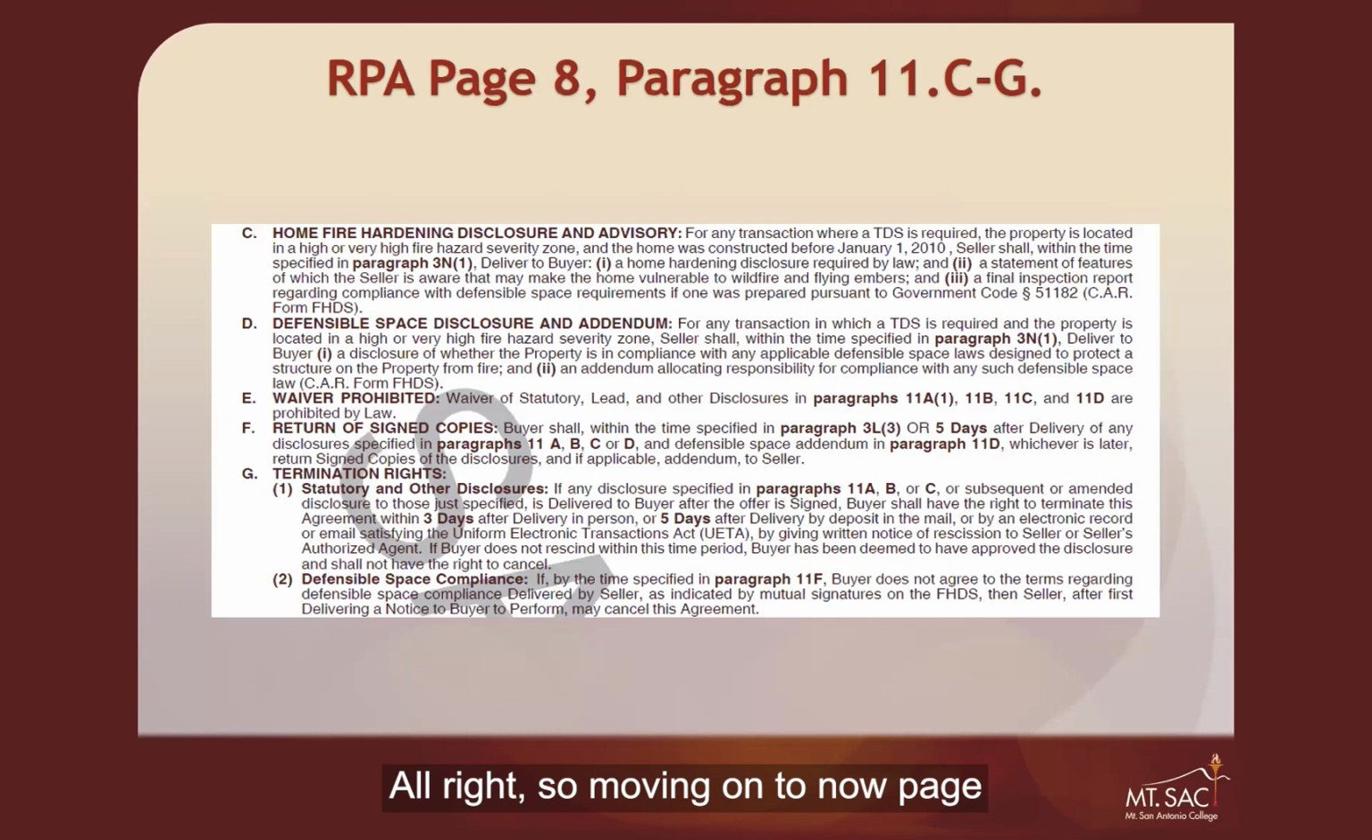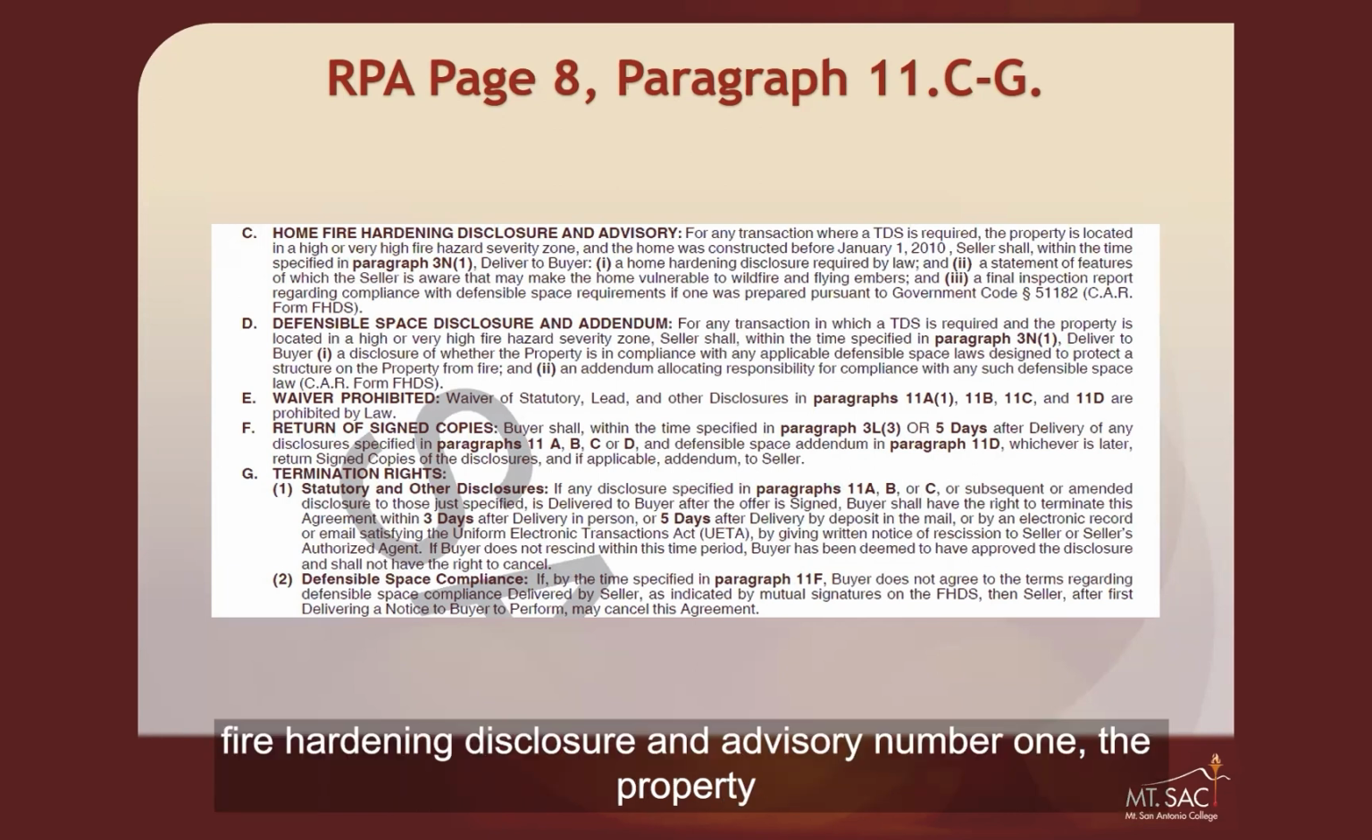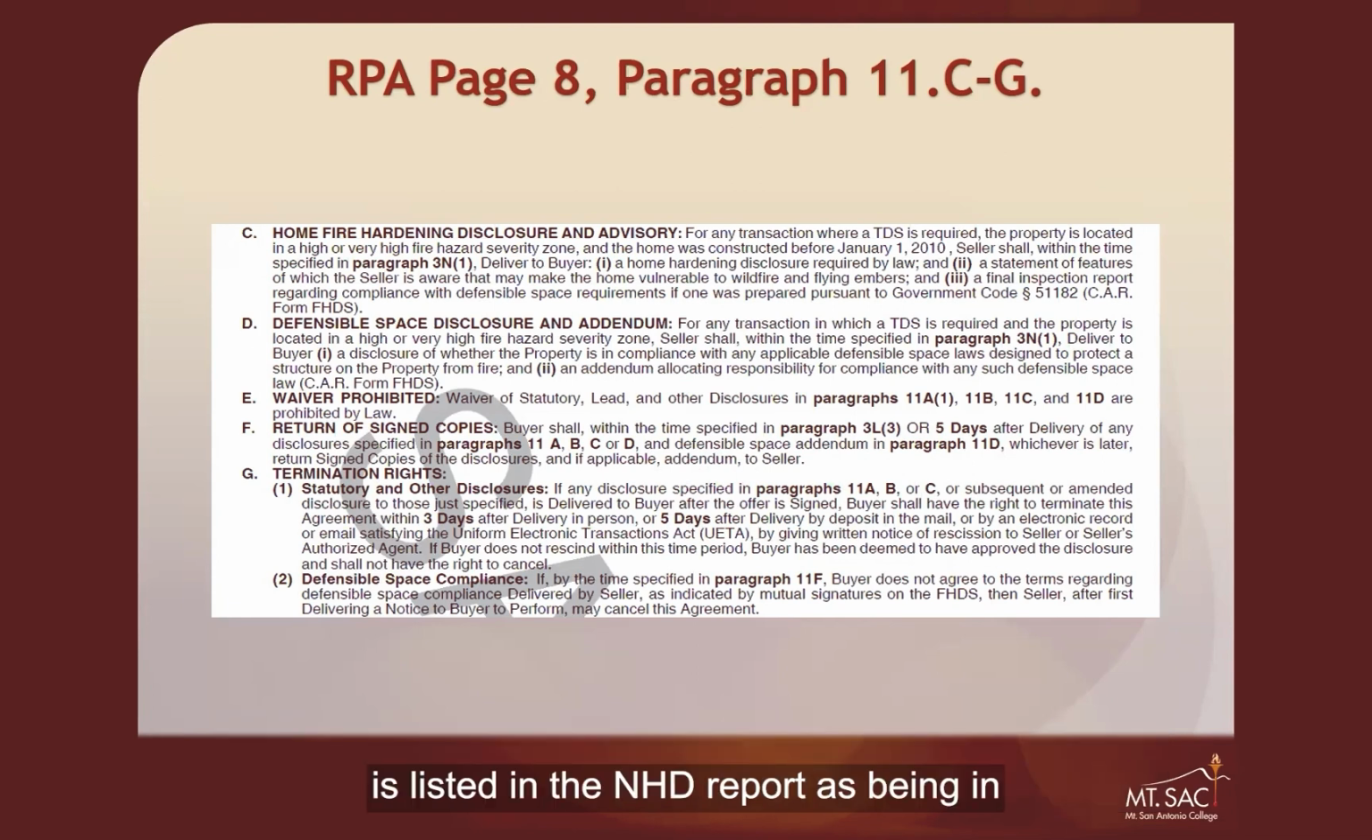So moving on now to page 8. So home fire hardening disclosure and advisory. So 3 things we need to trigger the home fire hardening disclosure and advisory. Number 1, the property is listed in the NHD report as being in a high or very high fire hazard severity zone. So you need to get that NHD report early.